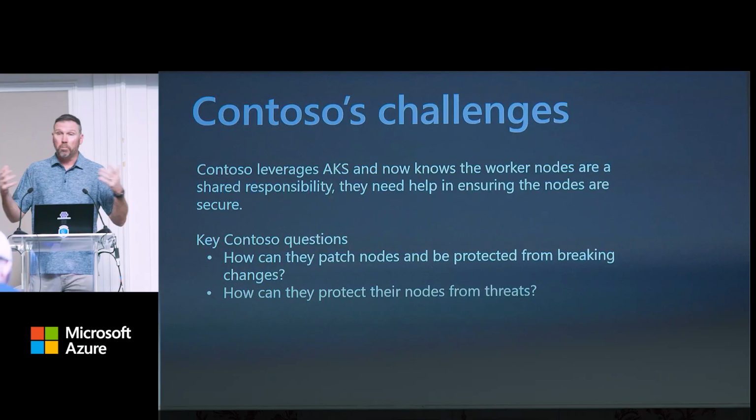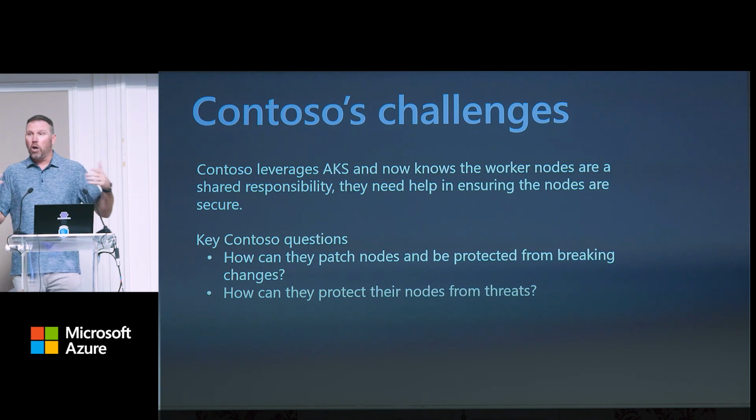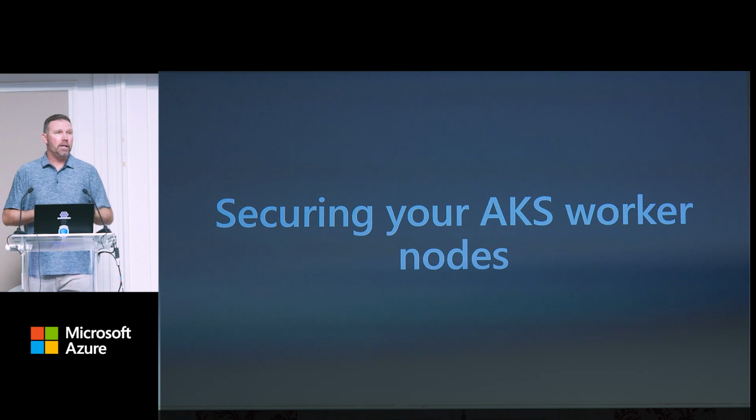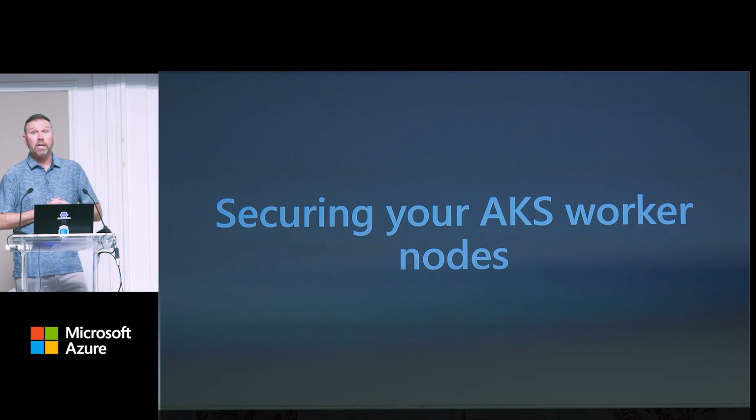To dive into a specific topic, we'll take a very specific scenario and build from there. As you might or might not know, on AKS the worker nodes are a shared responsibility. With that in mind, as a customer using AKS, how do I ensure that the node I'm running my applications on is secure? How do I patch it? How do I protect from breaking changes? And overall, how do I protect that worker node from all the threats that exist out there in the ecosystem? So the idea is that we're going to talk through securing your AKS worker node specifically.